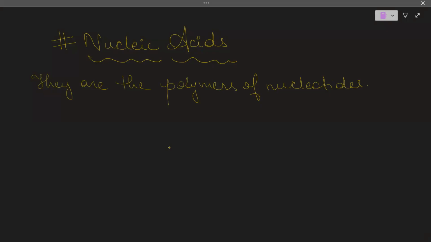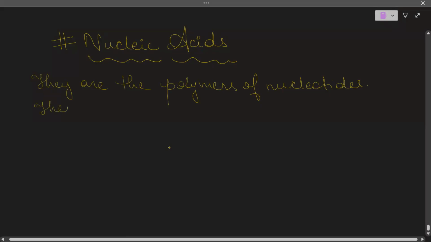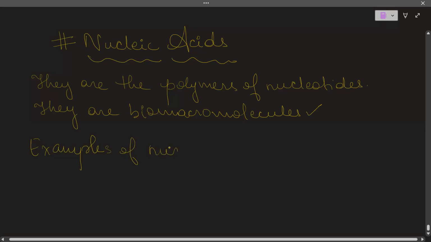Now, when we talk about nucleic acids, they are biomacromolecules. Since they are polymers, you can understand on your own that they are biomacromolecules. After that, we'll discuss the examples. There are only two very important examples of nucleic acid, and that is RNA and DNA.